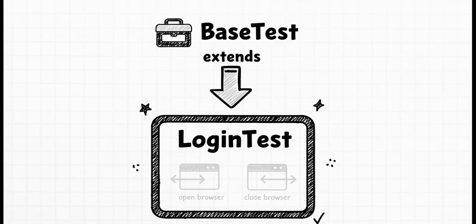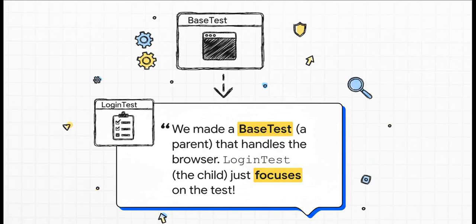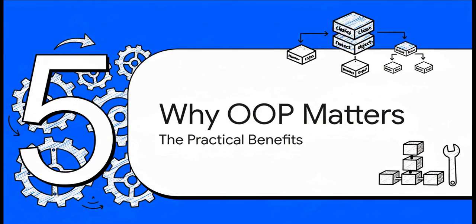That's it. Okay, now we create our actual test, the login test. And look, see how it extends the base test? Because of inheritance, it automatically gets the open browser and close browser methods for free. Now this class can focus 100% on its one specific job, testing the login page. And that right there, that is the beauty of OOP in action. When you put these principles together, you get code that's organized, easy to read, and super reusable. No more copying and pasting the same browser setup code into every single test file. Ever again.